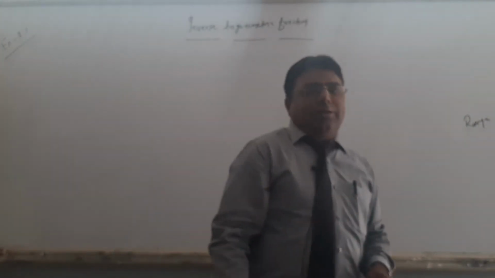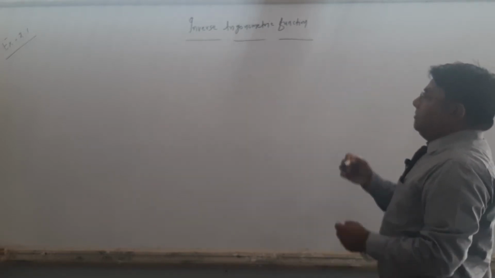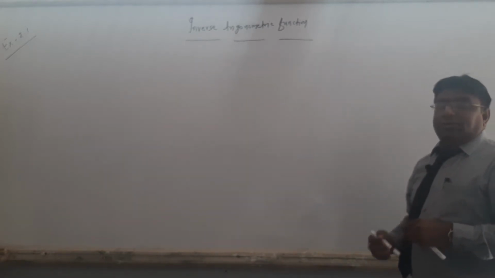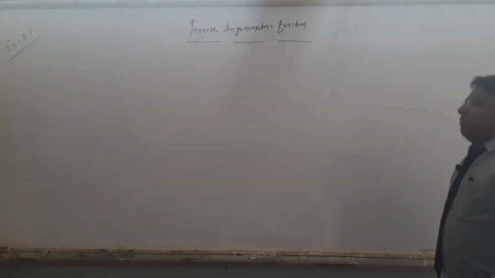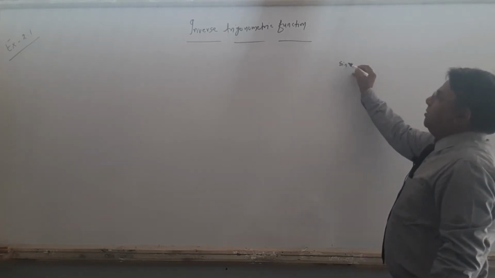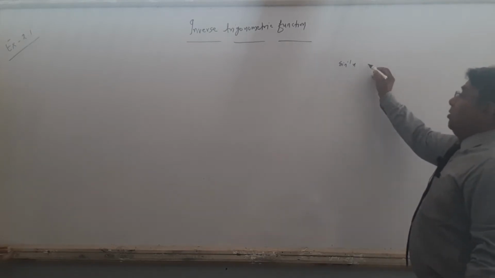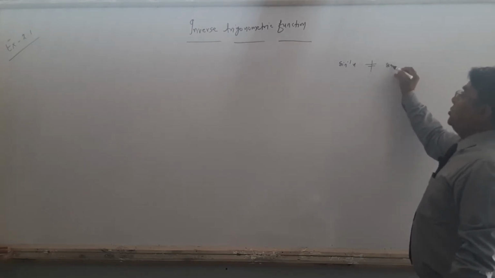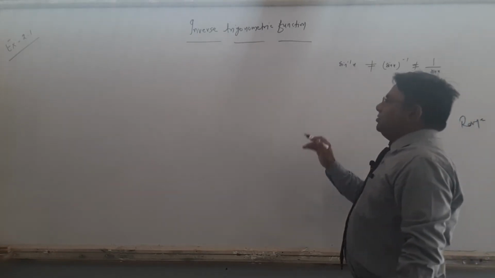Students, first, what are inverse trigonometric functions? What is the difference between inverse trigonometry and trigonometry? In trigonometry, there are 6 trigonometric functions: sin x, cos x, tan x, cot x, sec x, cosec x. Inverse trigonometric functions are the same 6, denoted by sin inverse x. Sin inverse x is not sin x to the power minus 1, and it is not equal to 1 upon sin x. So this is the inverse function.